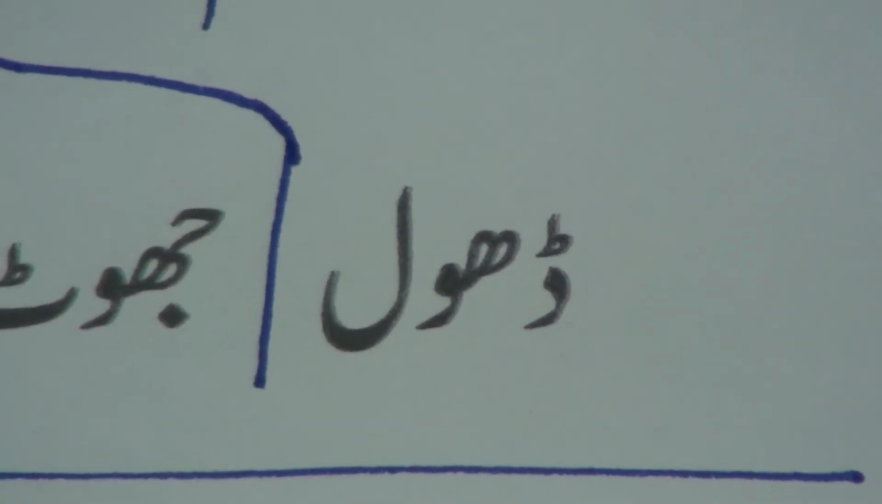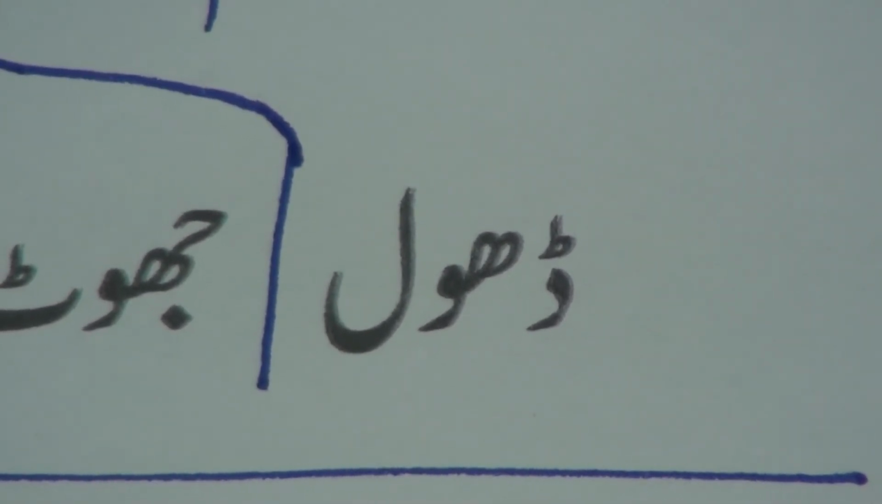Dal do chashmi hai, wow, lam: dhol. Since dal is a non-connecting letter, do chashmi hai is written separately. Dal gives the sound of d, and dal do chashmi hai gives the sound of dh. So dhol. Here dhol means drum.